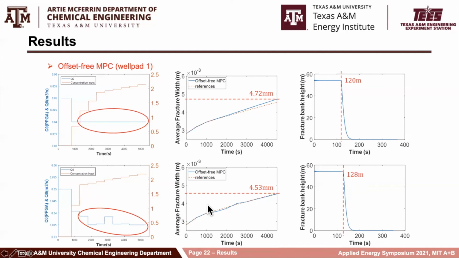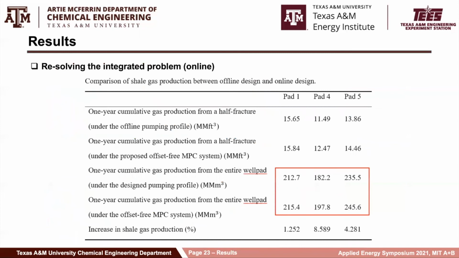Since the result is significantly improved, we think the reason is that the reference trajectory determined by the integrated model is not achievable due to the used reduced model. And another reason could be that the hydraulic fracturing process is a fed-batch process and thus has no steady state. So it would be challenging for offset-free MPC to fully remove the offset. This actually leaves room for further improvement.